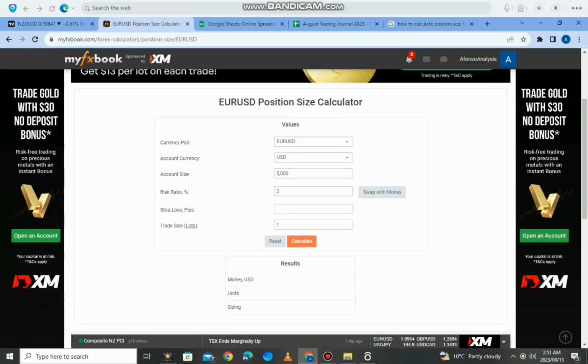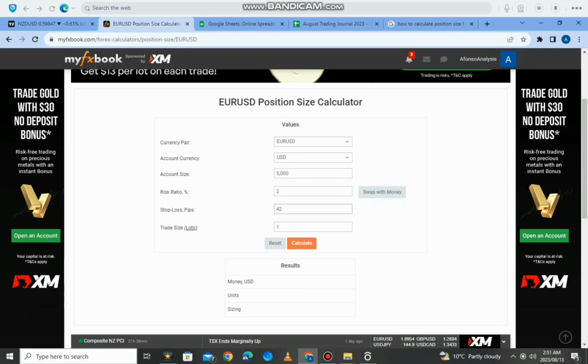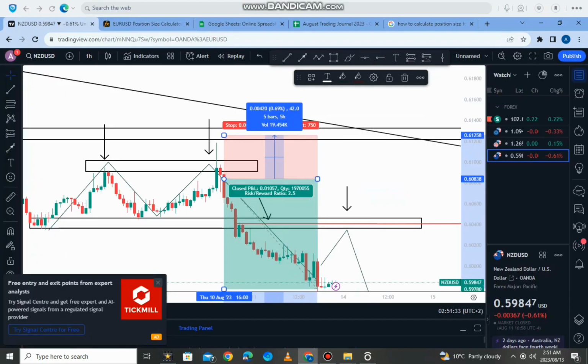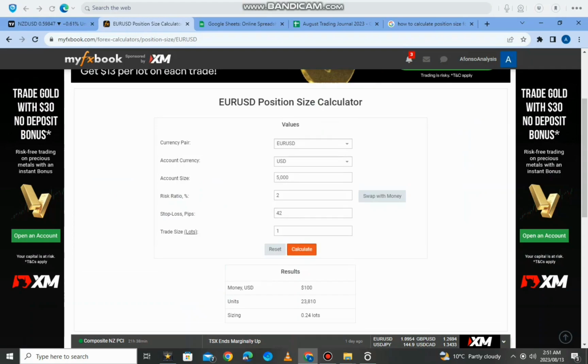So we're going to come back to my FX calculator here and put in those pips that I was risking. I was risking 42 pips, not 44, right? And we're just going to calculate what lot size we should use if we are risking 42 pips on a trade. And let's calculate. Voila. As you can see, if we have a $5,000 account and we are risking 2% and our 42 pips here, we can see that if this trade goes against us, we're going to lose $100.